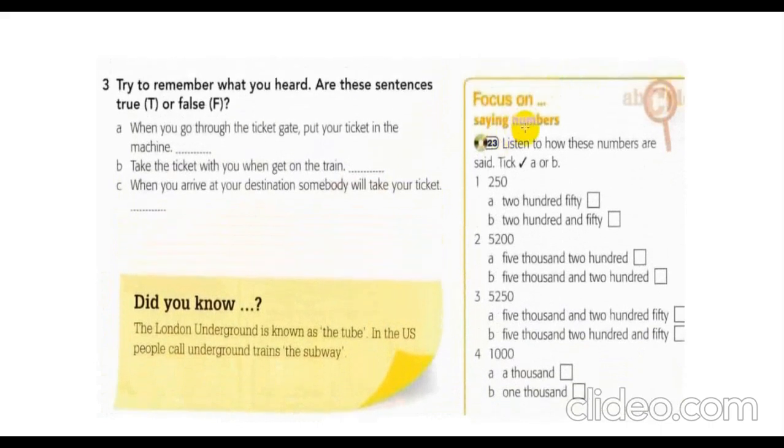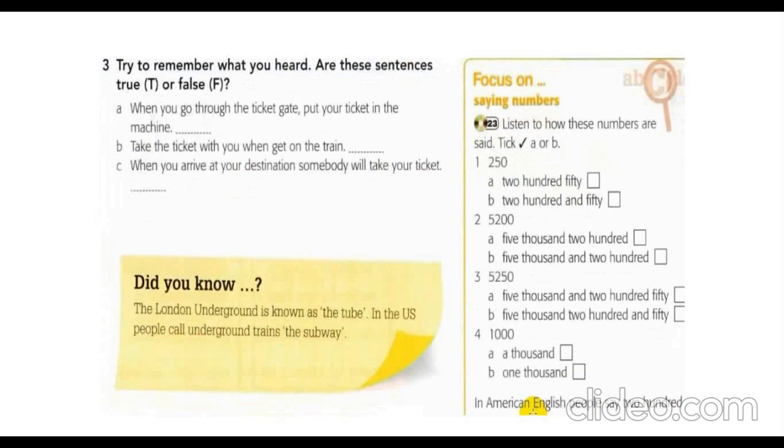Focus on saying numbers. Here we can listen to the audio and then tick A or B. Let us listen to the audio and take the correct choice. 2, 5,200. 3, 5,250. 4, 1,000.